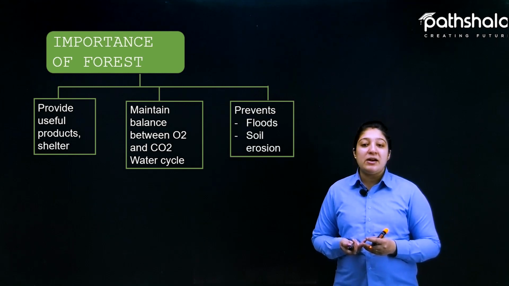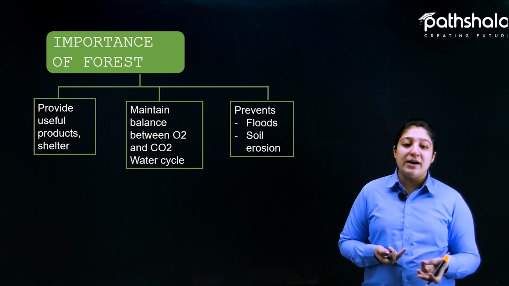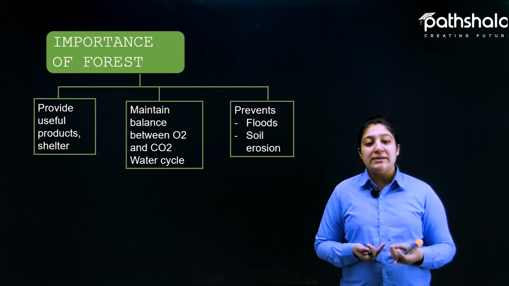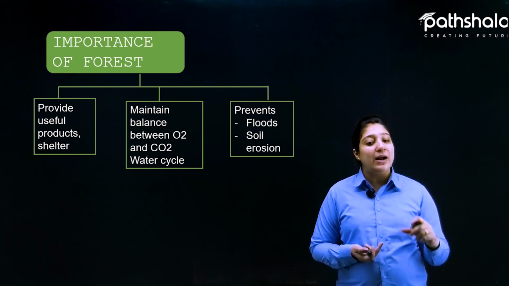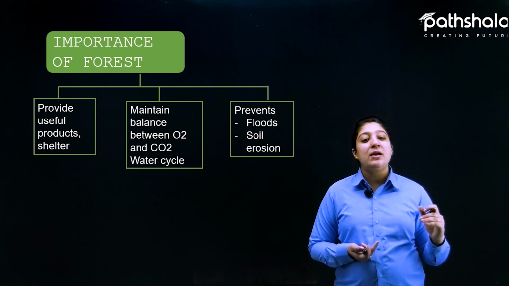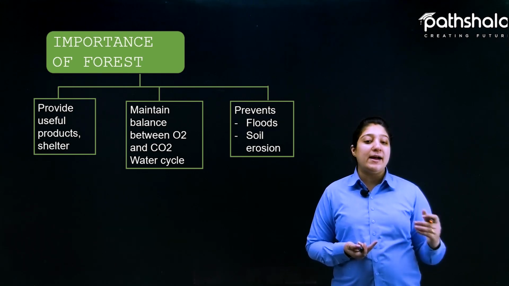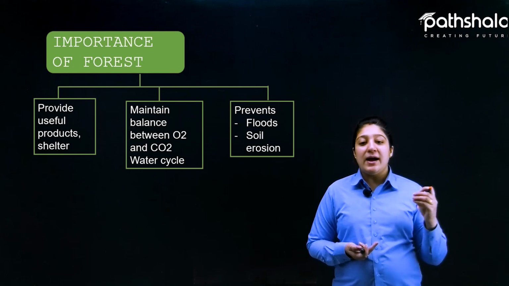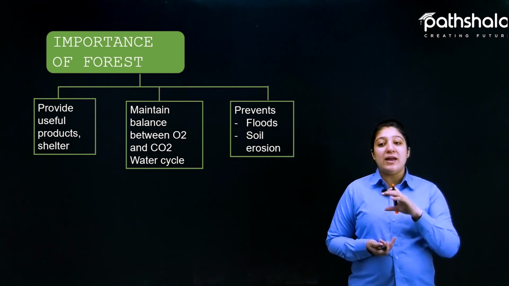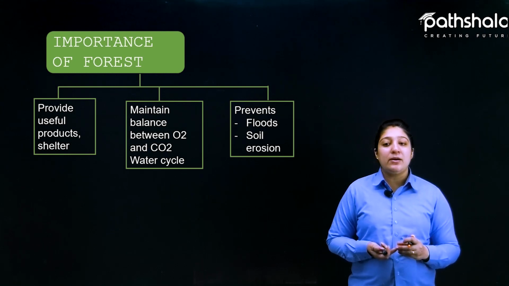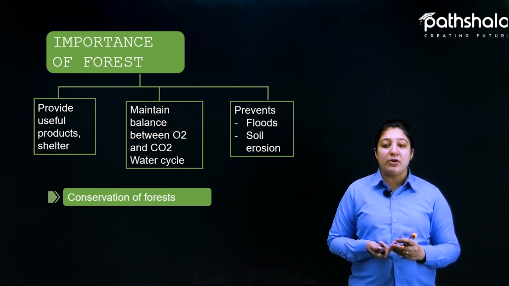The next thing we moved into is that they prevent floods and soil erosion. As plants are there, they keep the soil intact in one place, and as a result the upper layer is not washed off by the action of water and wind, and hence they prevent floods and soil erosion, right? So that we have discussed in the topic of the importance of forests, right?